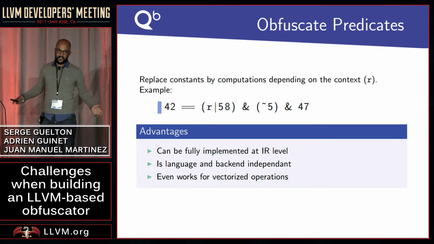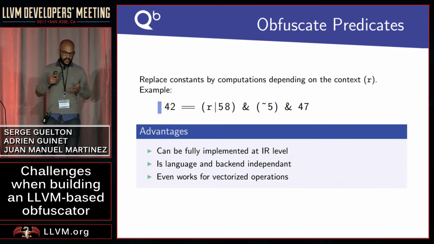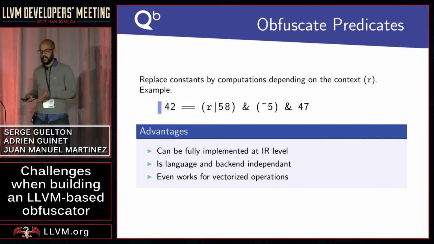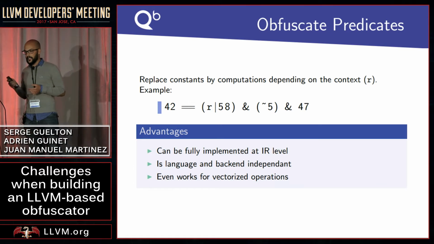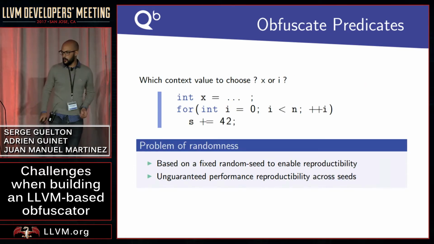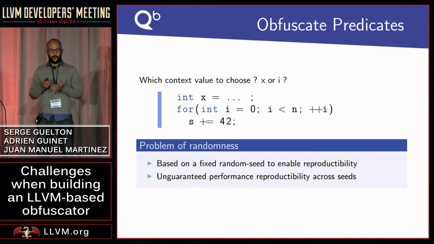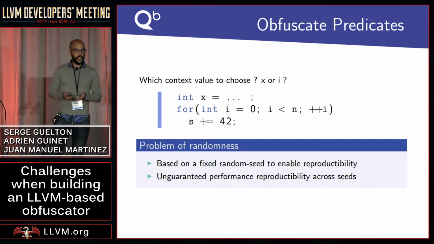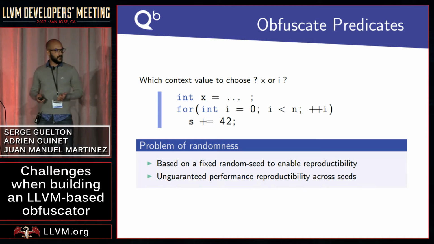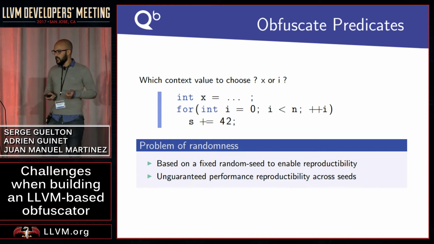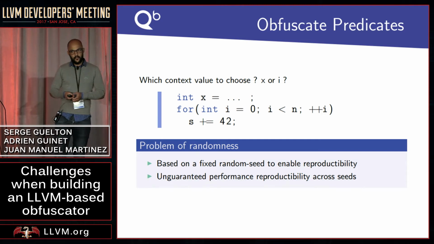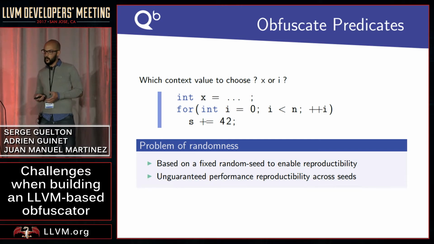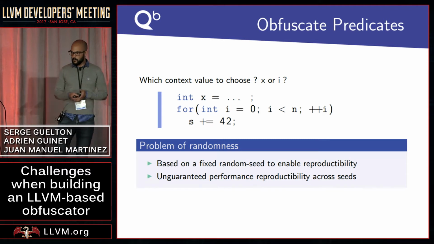This can be fully implemented at the IR level, so that's great. It can be vectorized, and it's independent from the language and from the target. So until now, everything seems awesome. But imagine we have this little piece of code, and we said that we are going to pick one variable from the context. Okay, which one? Do we pick X? Do we pick I? So to not overwhelm the user with this really million of tiny choices, we choose to do it randomly.